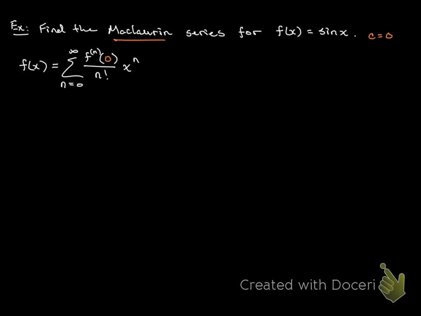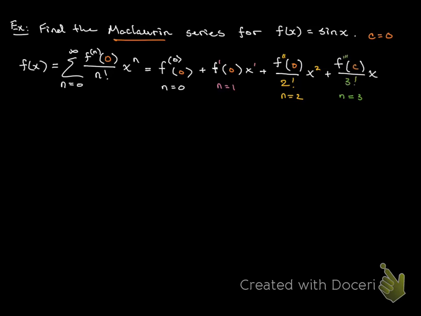Well, what is that summation? I'm going to go out some terms. When n is 0, I have the original function, the 0th derivative, no derivatives, the original function evaluated at the center, plus the summation says I take the next. When n is 1, it's the first derivative evaluated at 0 times x to the first. When n is 2, I add the second derivative evaluated at 0 divided by 2 factorial x squared. When n is 3, third derivative divided by 3 factorial x cubed, so on and so forth.